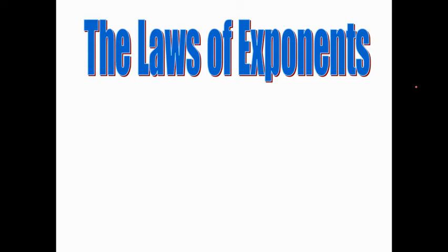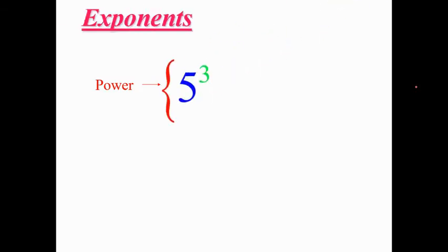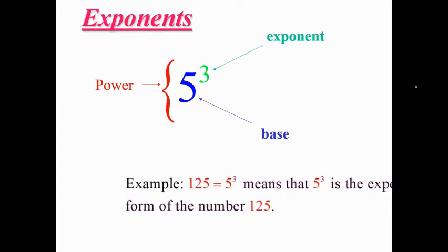We are going to look at the laws of exponents. This is a review. Okay, so an exponent, we have 3 to the 4th. So we have 4 3's multiplied together to give you 81. Okay, exponents. So here we have a power. The 5 is the base, and the 3 is the exponent.